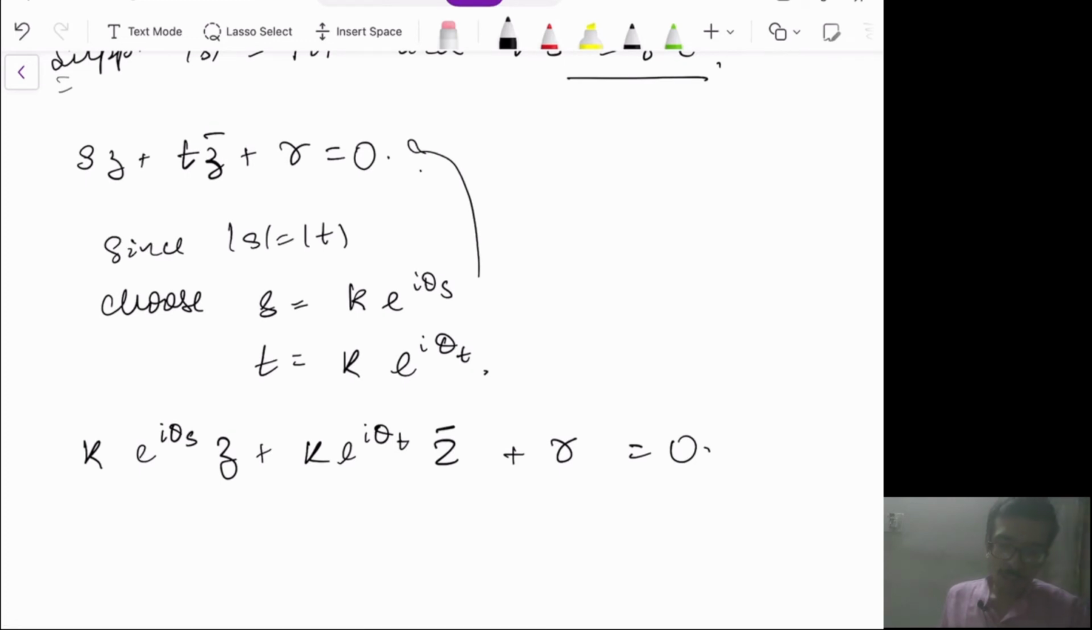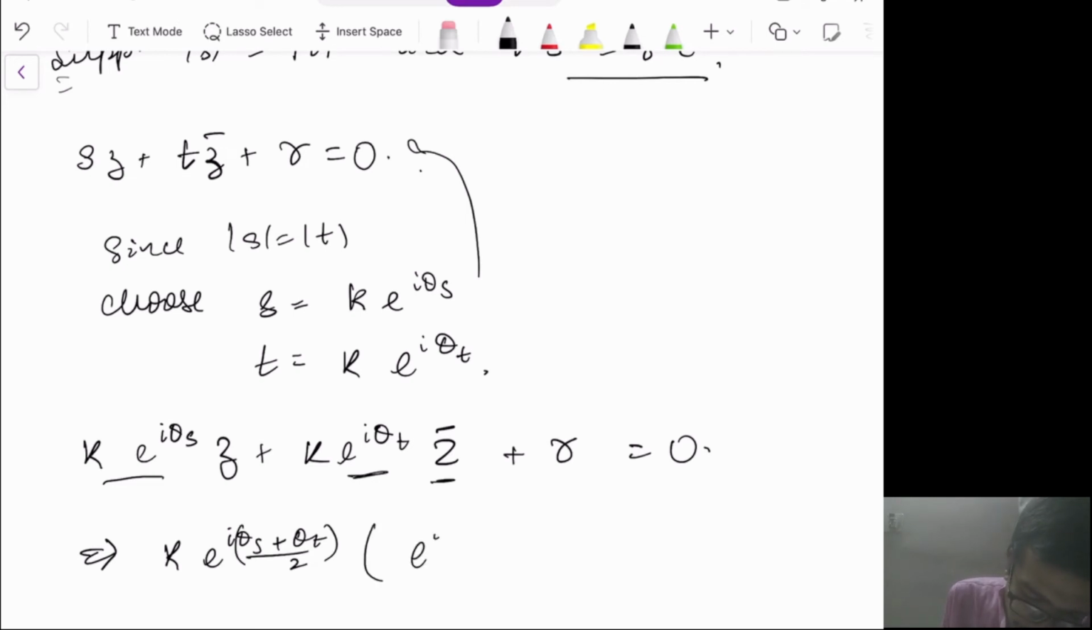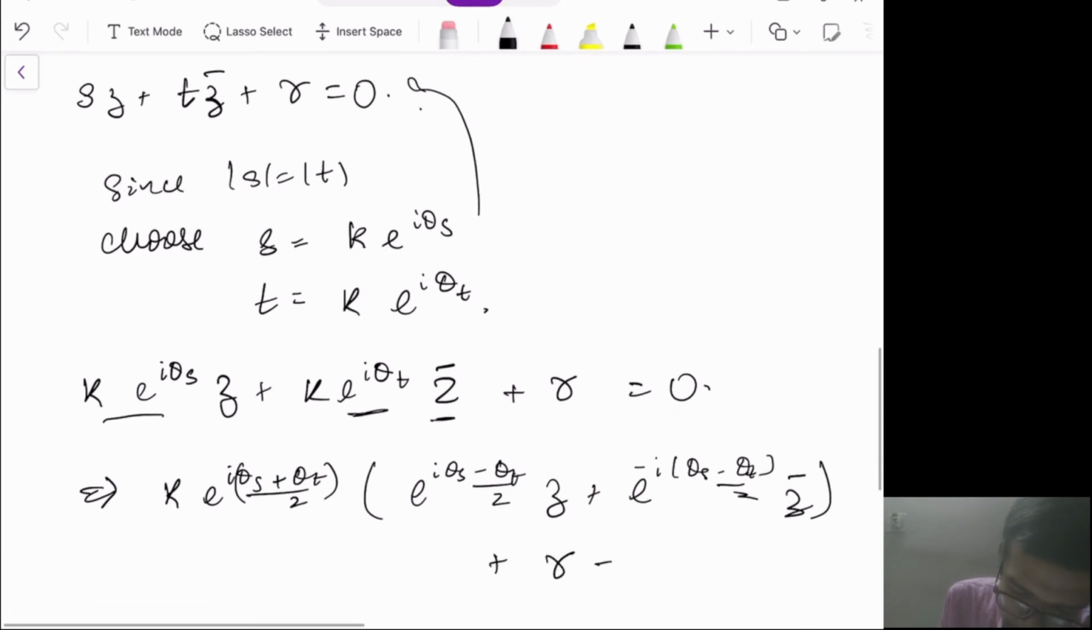And now this equation looks quite similar to z naught z plus z naught conjugate z conjugate plus some r equals 0, except that right now we don't know whether it's of exactly that form because they may not be conjugates of each other. So in order to make them conjugates, I can take out e to the power iota (theta s plus theta t)/2 common. And now I have e to the power iota (theta s minus theta t)/2 z plus e to the power minus iota (theta s minus theta t)/2 z-bar plus r equals 0.